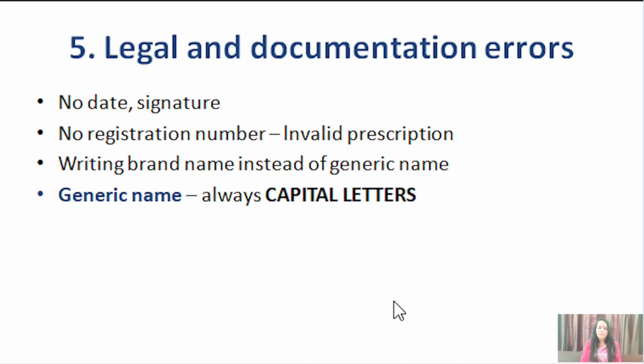Now coming to the fifth type of the prescription error, and that is the legal and documentation errors. If the prescription does not have any date or signature, then it makes that prescription invalid. No registration number, again that also makes the prescription invalid. Another common type of error is writing the brand name instead of the generic name. So the doctor should always write the generic name, and the generic name should always be written in capital letters. So these are the 5 types of prescription writing errors and how you can prevent them while writing the prescription.